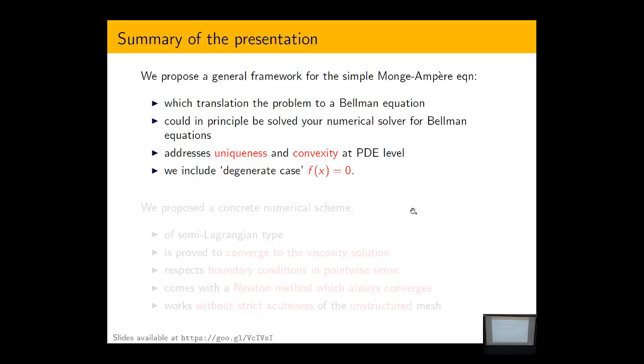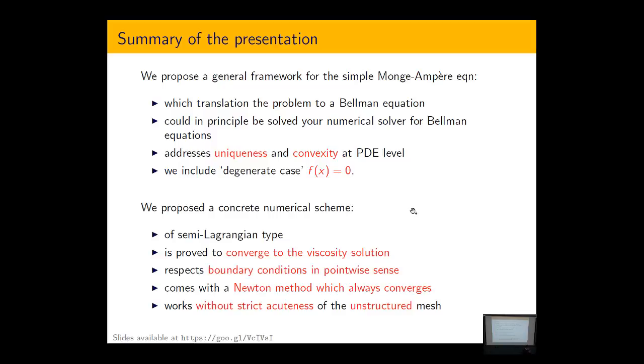Sometimes for some approaches you like to assume a lower bound uniformly away from zero. That's something we do not need to do. And then using that idea as a concrete scheme, we presented this scheme of semi-Lagrangian type, for which we showed convergence to the viscosity solutions. We had a good look at the boundary conditions and thought that the pointwise sense is the right thing to do. We have the Newton method, which always converges. And in fact, I didn't mention any mesh conditions because there aren't really any. So we don't need strict acuteness of the mesh, and it can be an unstructured mesh.